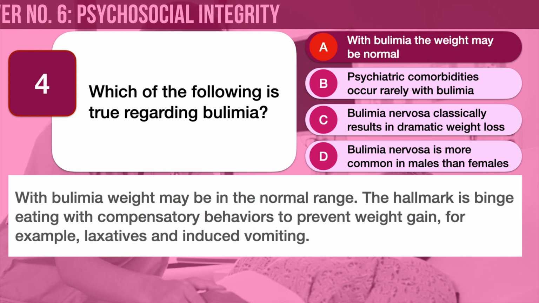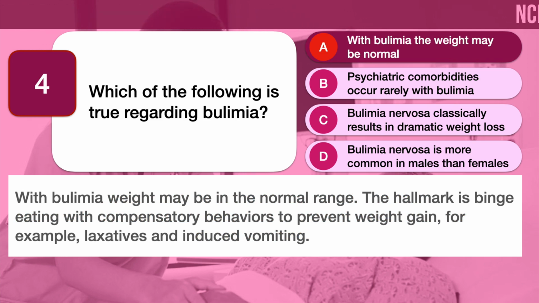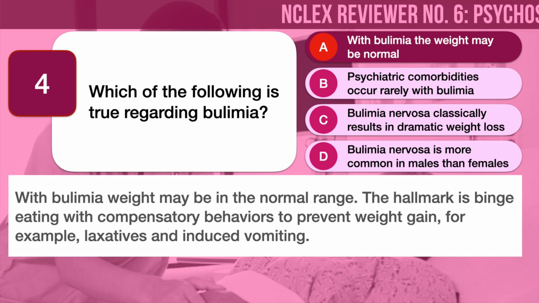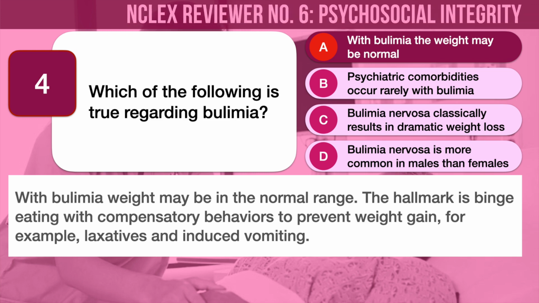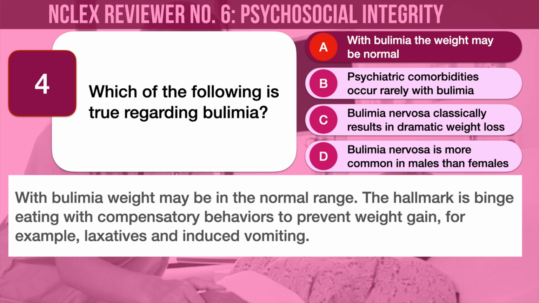The correct answer is A. With bulimia, weight may be in the normal range. The hallmark is binge eating with compensatory behaviors to prevent weight gain, for example, laxatives and induced vomiting. Psychiatric comorbidities are very common with bulimia.